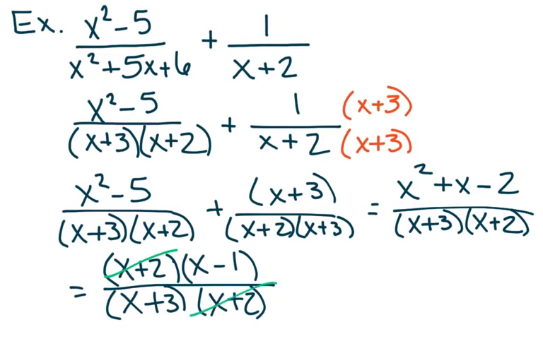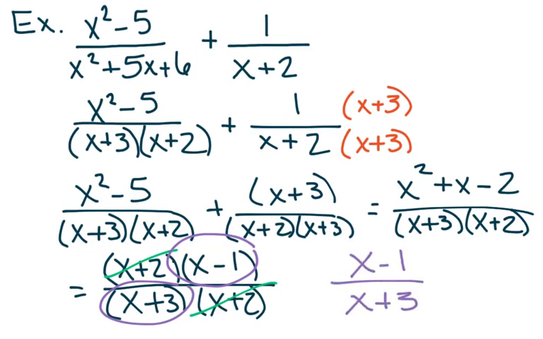And then it's just like those previous problems. I'm going to circle what's left. So I got an x minus 1. And I got an x plus 3. And that is my answer.